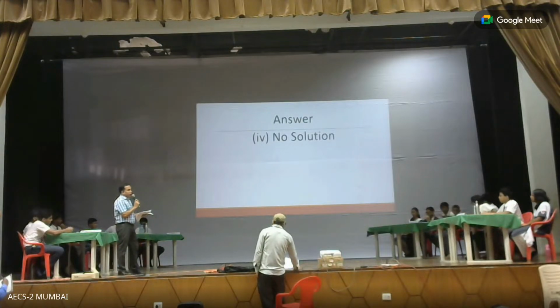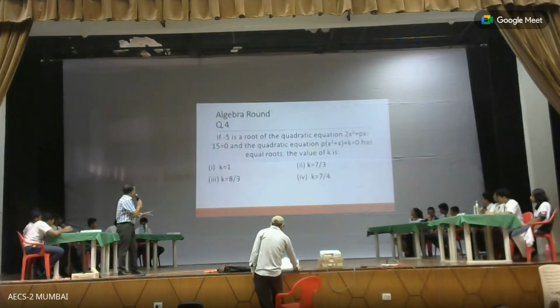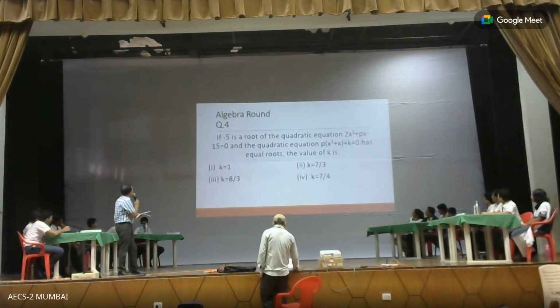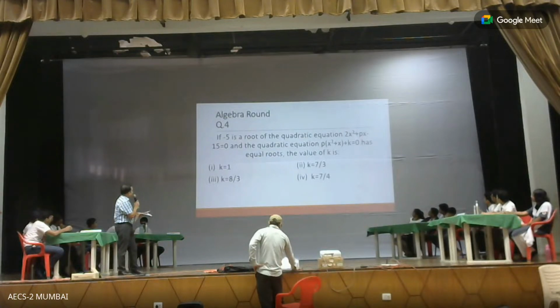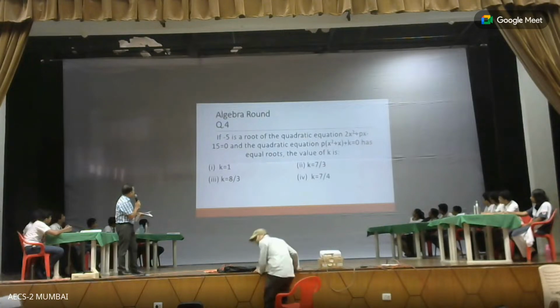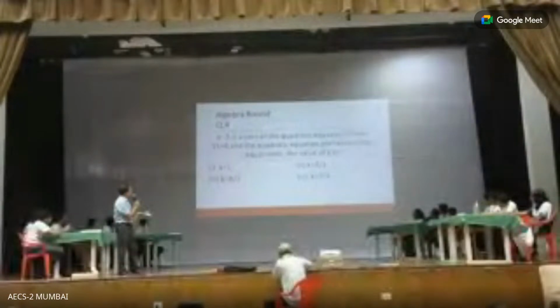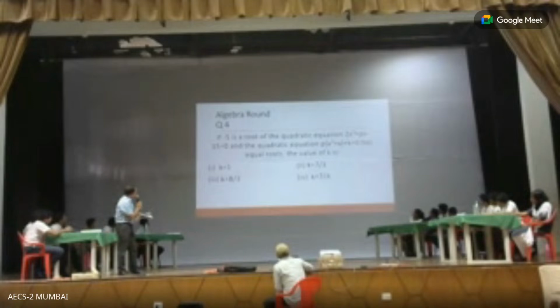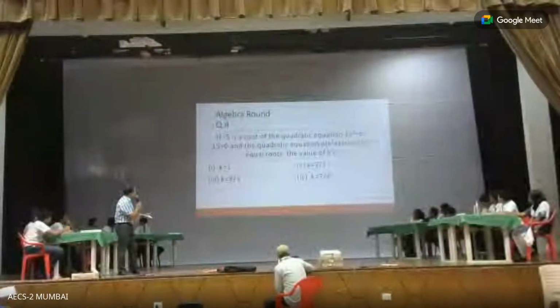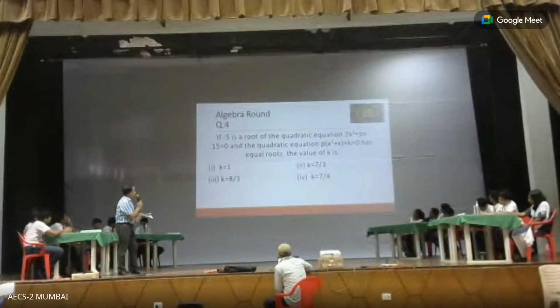And let's move ahead towards Aryabhatta. Aryabhatta, are you ready? Yes. Sir, the question please. Question 4 to Aryabhatta. If minus 5 is a root of the quadratic equation 2x square plus bx minus 15 equals 0, and the quadratic x square plus bx plus k equal to 0 has equal roots, what will be the value of k? The options are k equals to 1, k equals to 7 by 3, k equals to 8 by 3, k equals to 7 by 4.